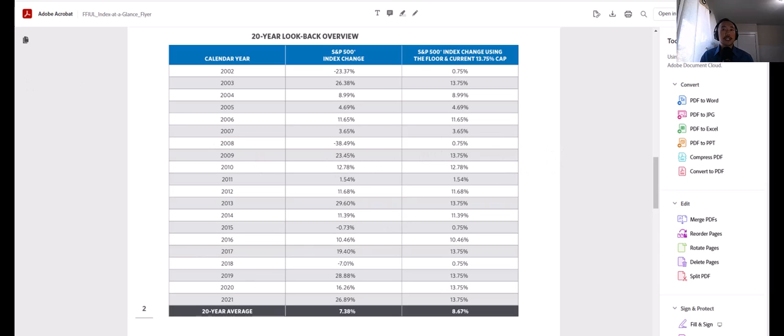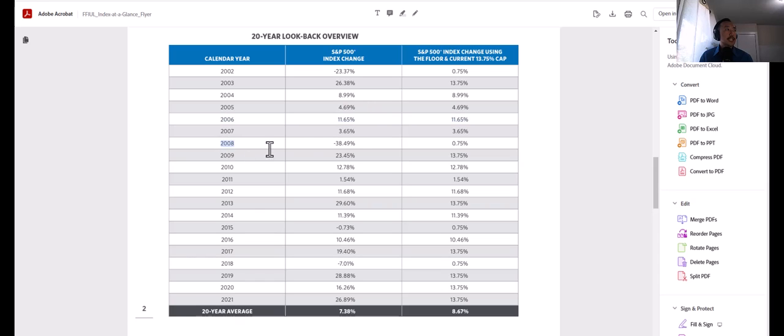The middle column is just the rate of that given year. So in 2002, you would have gotten negative 23.37%, but your floor would have been 0.75%. If you think about it this way, in year 2006, the S&P 500 yielded 11.65%. You would have been credited 11.65% inside of your cash value.